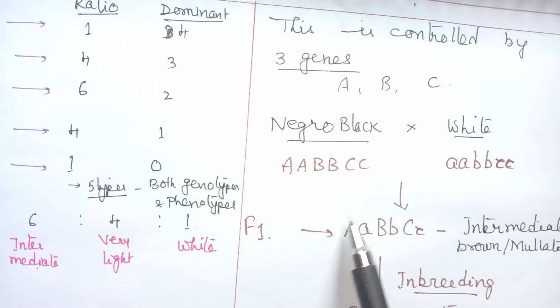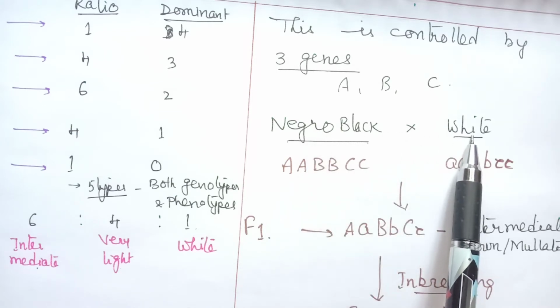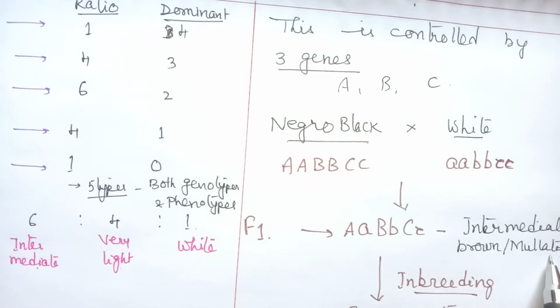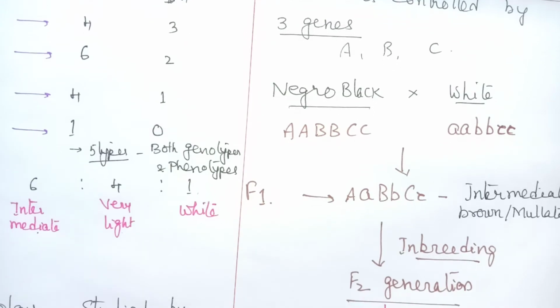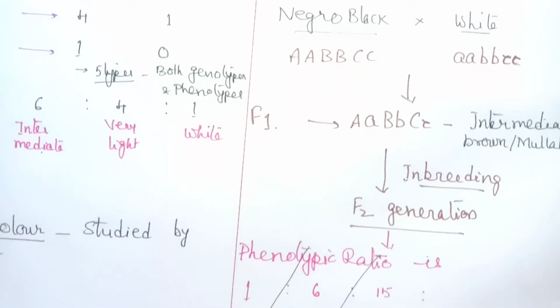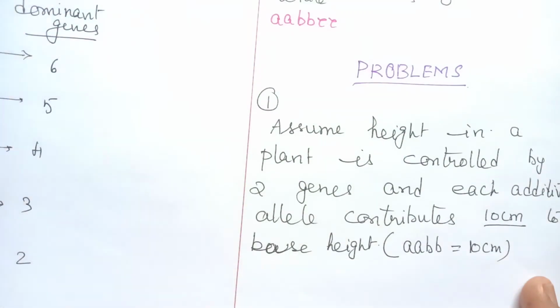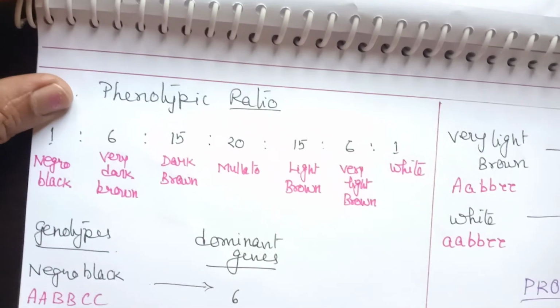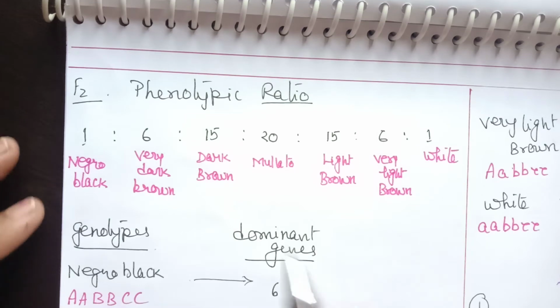In the F1 generation we get a hybrid that is called intermediate color or mulatto. So when a Negro black is crossed with white, the progeny obtained is called a mulatto. Mulatto means it is an intermediate brown color where 3 dominant alleles will be present. Now suppose there is inbreeding and we get the F2 generation. Then there will be a distribution of colors in the F2 generation. Let us observe what will be the phenotypic F2 ratio in case of human skin color.